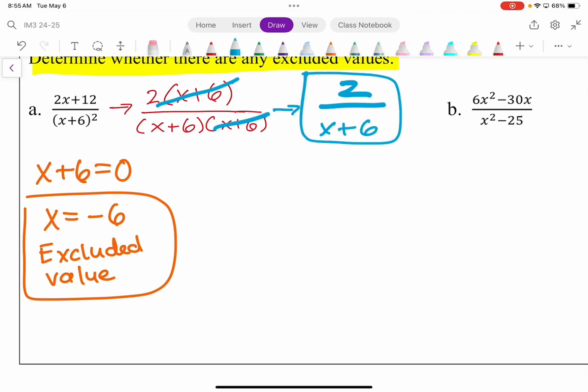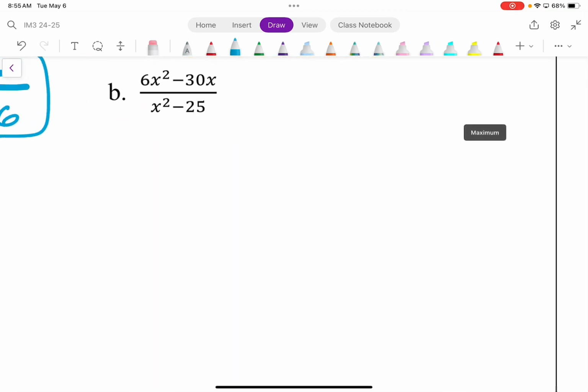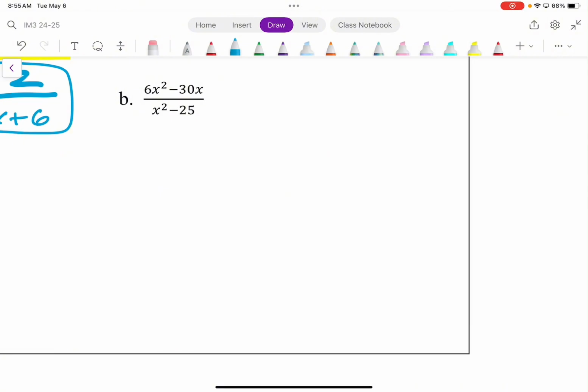All right. Give me a thumbs up if that is what you got as your answer for letter A. Very good. So most of you guys. Okay. Moving on to B, we have a little bit more of a challenging question, but you have to take it in parts. Do the top first, do the bottom next.